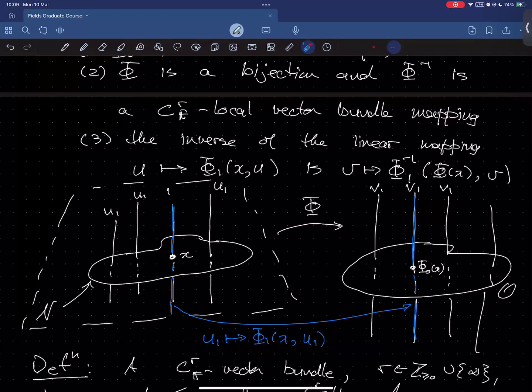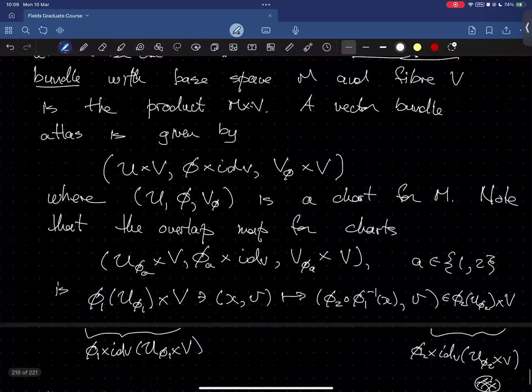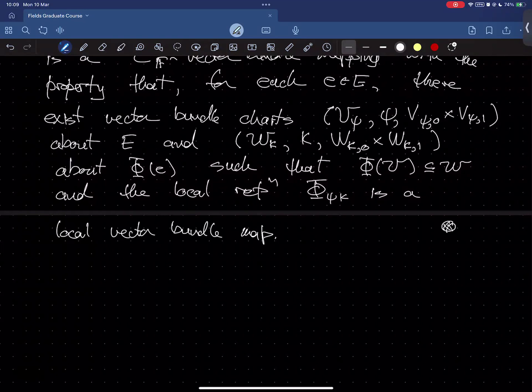So if my vector bundle E over M locally looks like this, and my vector bundle F over N locally looks like this, then a mapping from E to F is a vector bundle mapping when its local representative is a vector bundle mapping, just like in this picture. Right? So it's as simple as that. Okay. All right. So that's the definition. And just like vector bundles come equipped with structure, vector bundle maps come equipped with structure.